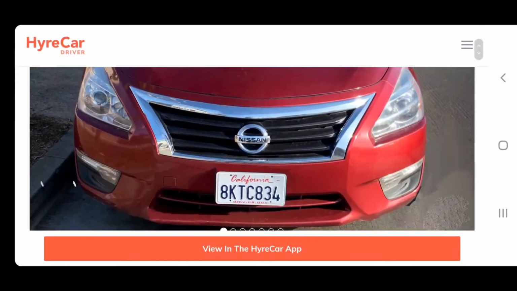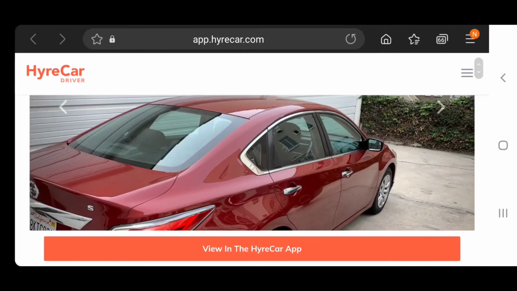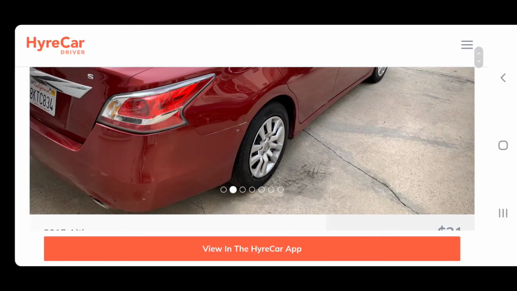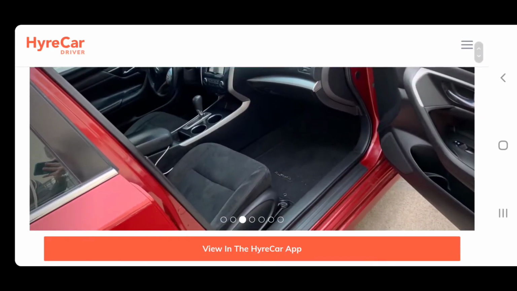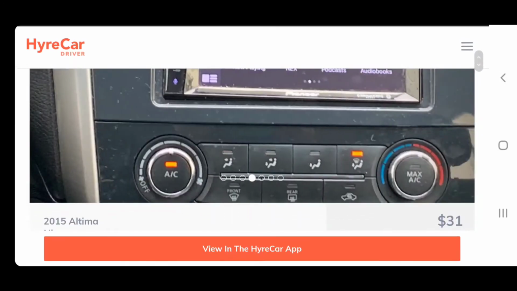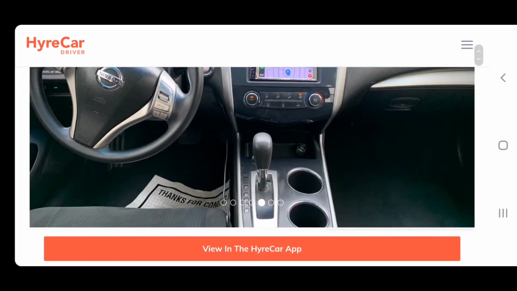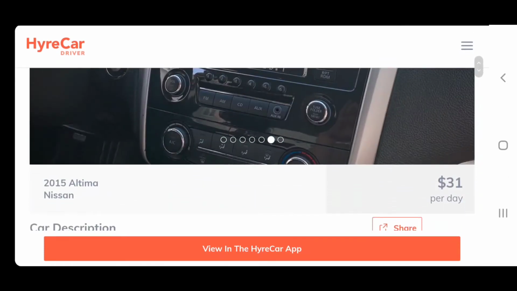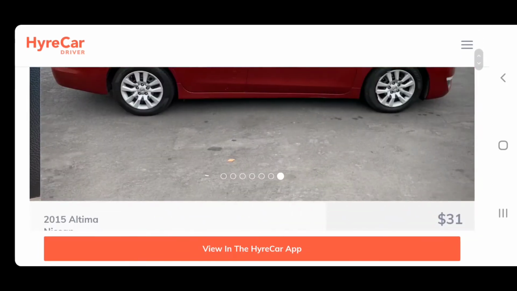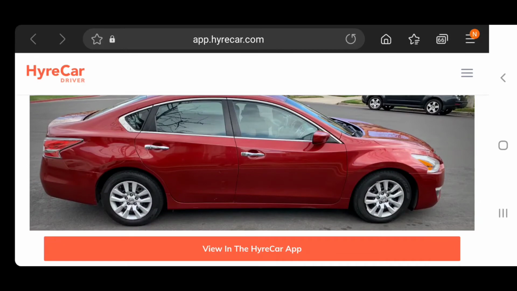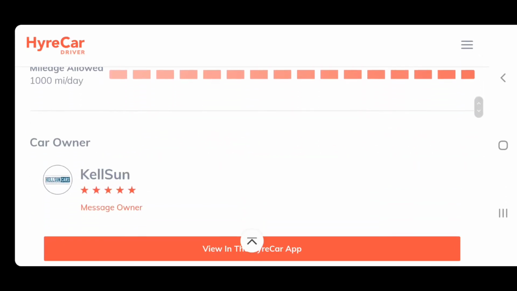So look at this. First, you can start seeing how many pictures this person added on. You can see what type of vehicle they added on. This one's for $31 per day. This is a 2015 Nissan Altima. There's an interior. And it gives you what your competition is, because every car that's on there is your competitor. And your goal is to try to make your profile better than theirs. That's just reality. So your goal is to try to take better pictures, try to maybe add more pictures, maybe give more miles. Okay, they're adding 1,000 miles per day.